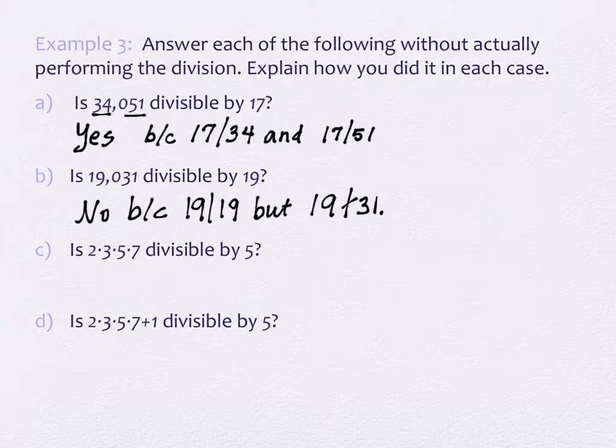C and D are a little different. Any idea if 2 times 3 times 5 times 7, and I'm not asking you to tell me what 2 times 3 times 5 times 7 is, but is 2 times 3 times 5 times 7 divisible by 5? Taryn says yes, and she's right. Do you have a reason, Taryn?